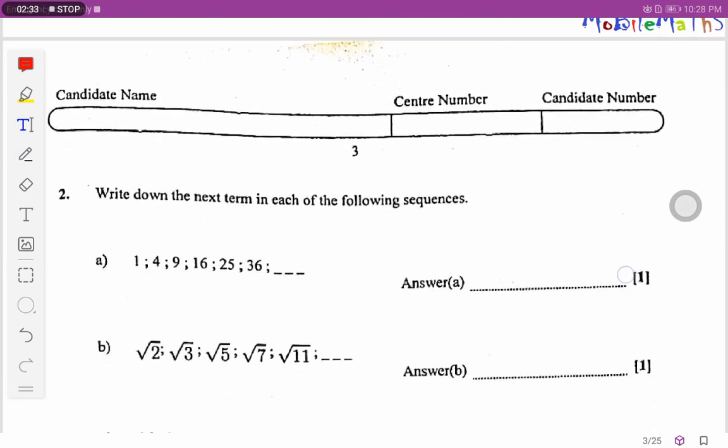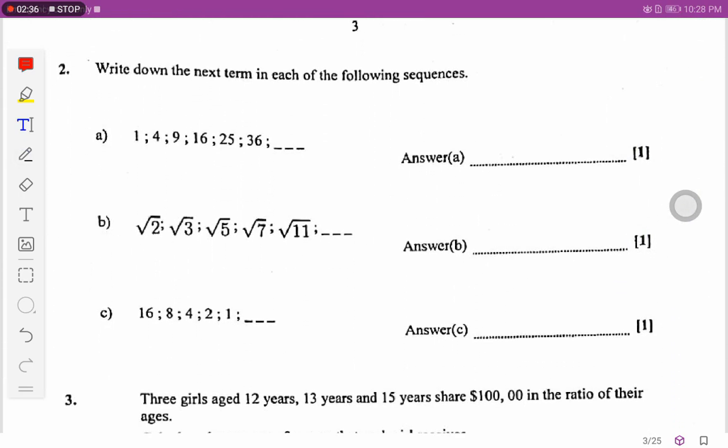Okay, fine. Now we want to find the next term for these numbers. For the first sequence we have 1, 4, 9, 16, 25. So these are just squares. So the next number can be 49. Then for the next one, you find out we have prime factors, the smallest 2, 3, 5, 7. So the next one is going to be square root of 13.